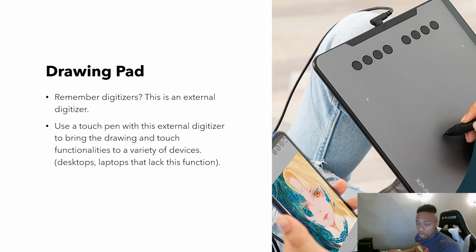All right, so we're almost done, guys, almost done. If you remember digitizers from my previous video, this is like an external digitizer. I can buy one of these and plug it into my computer here. I can draw on the drawing pad and everything will come here. This is why you would want to get an external drawing pad, if you have a computer like this, or maybe you have something that doesn't provide the functionalities of a digitizer. So you just get a drawing pad and then you can do everything.